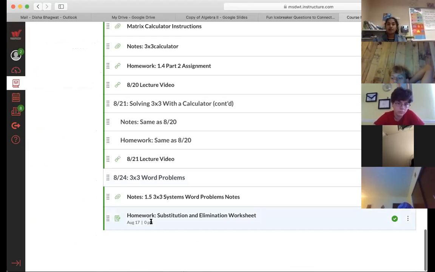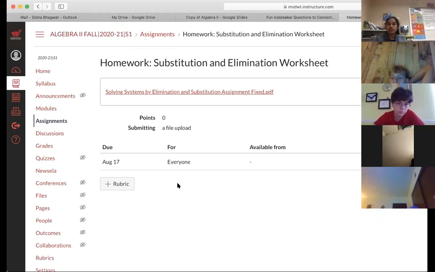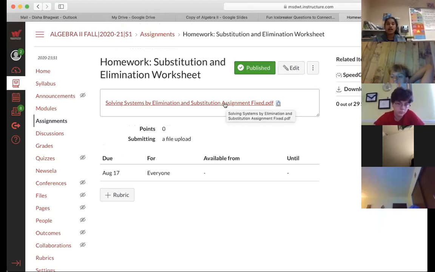So at the bottom right here, it says homework, substitution, and elimination worksheet. You're gonna click that. It's gonna take you to the page eventually. It has a PDF, that's the worksheet. You can download it, you can print it out, whatever you want. Either way, you're gonna submit your assignment by sending me a picture of your completed work, whether that's on the worksheet or on a blank piece of paper, I don't care. Just send me a picture of your completed work and that will be due tomorrow at 11:59.